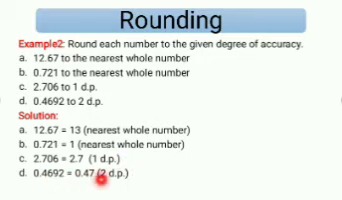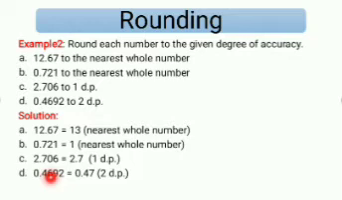Now the second one, to 2 decimal places. So what this means is that we want to see 2 digits after the decimal point. Exactly, that's the meaning. So to see 2 digits after the decimal place, the 2 digits here, they are what? 4 and 6.